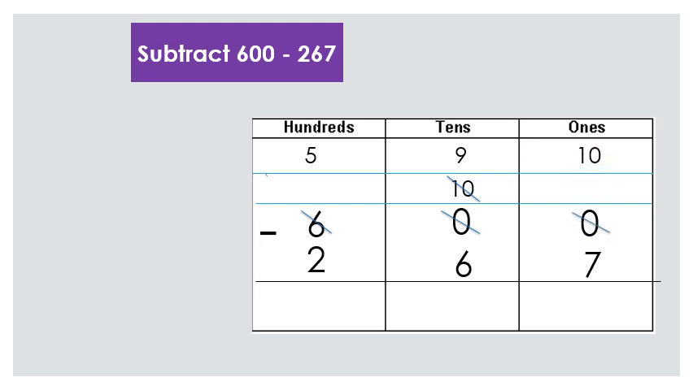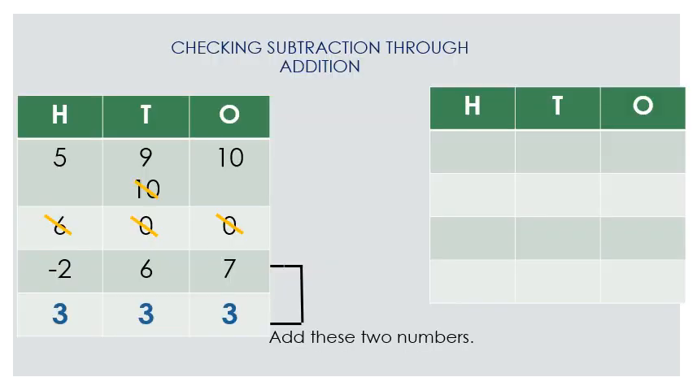After getting 10, the 0 ones become 10 ones. Now subtract the ones column. 10 minus 7 is equal to 3. Subtract the tens column. 9 minus 6 is equal to 3. Now subtract the hundreds column. 5 minus 2 is equal to 3. So the answer is 333.